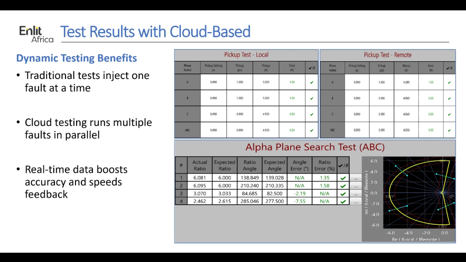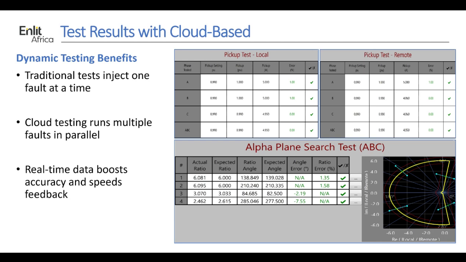Another challenge the industry faces is with the alpha plan testing, the SEL 311L or 411L. It's very, very tricky to test this type of relay, even a single point test, using traditional end-to-end testing. But the way this cloud-based testing works, it communicates with both relays at the same time. The test models are created in such a way that they can generate the fault and inject the faults dynamically.